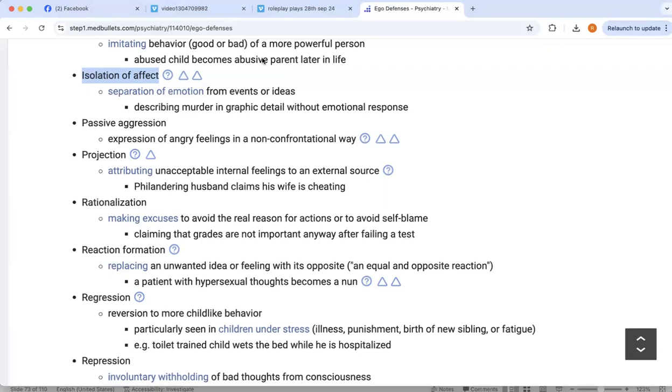So isolation of affect means separation of emotion from some event or idea. Like if someone is describing a murder in every small detail without showing any emotion. So they just separated the emotion out of the thing.